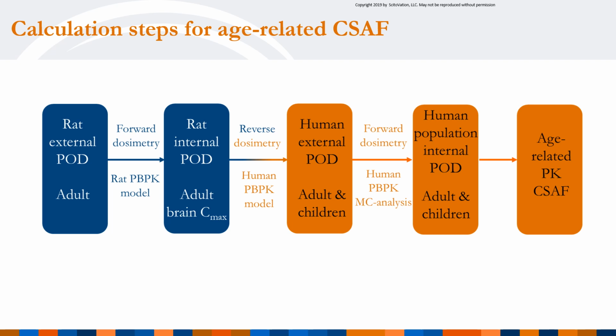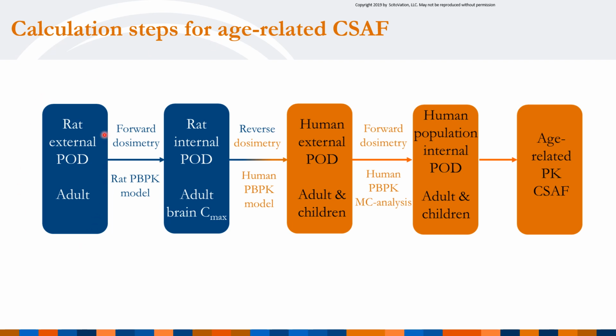The rat PBPK model was first used to calculate the maximal concentration at the target tissue, which is the brain, in rats at a dose equal to the internal point of departure based on neurotoxicity in rats.